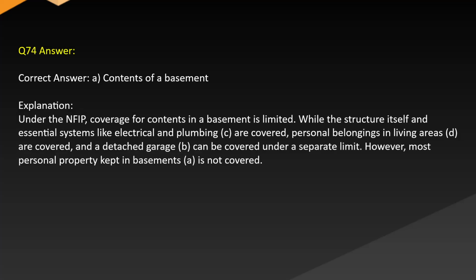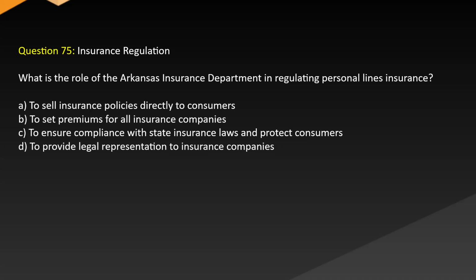Explanation. Under the NFIP, coverage for contents in a basement is limited, while the structure itself and essential systems like electrical and plumbing (C) are covered. Personal belongings in living areas (D) are covered, and a detached garage (B) can be covered under a separate limit. However, most personal property kept in basements (A) is not covered.